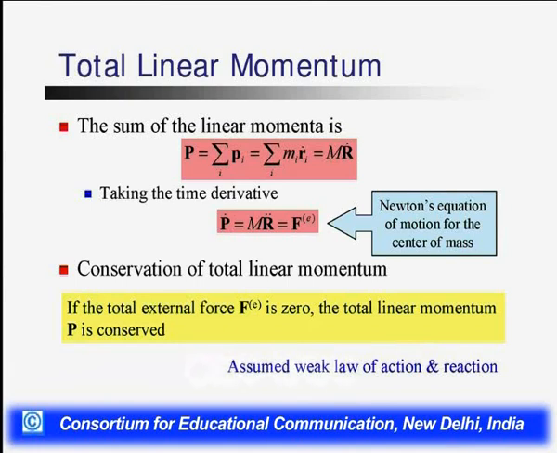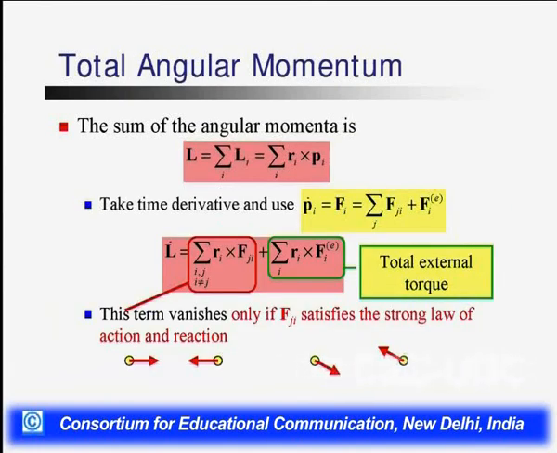Assume the weak law of action and reaction. Now for the total angular momentum in the n particle system, we define the sum of the angular momentum. Similarly, we define it for the ith particle. Then L is replaced by the summation over i of the angular momentum of all the particles. We know that L is equal to r cross p. Here we write it as summation over i of ri cross Pi for the whole system.